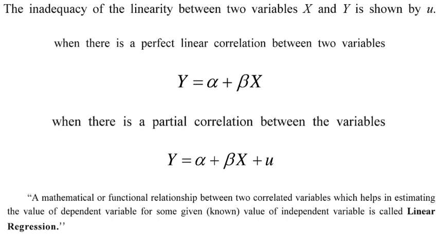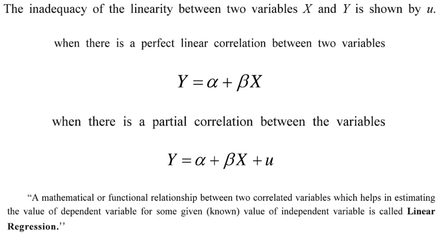So if we want to know the exact definition of a linear regression: a mathematical or functional relationship between two correlated variables. This phrase, two correlated variables, is important, because without correlation we can't calculate regression. So a mathematical or functional relationship between two correlated variables which helps in estimating the value of a dependent variable. Here the dependent variable is y.